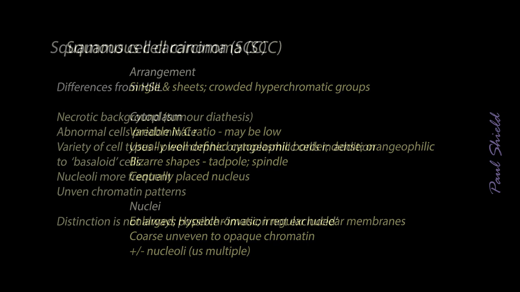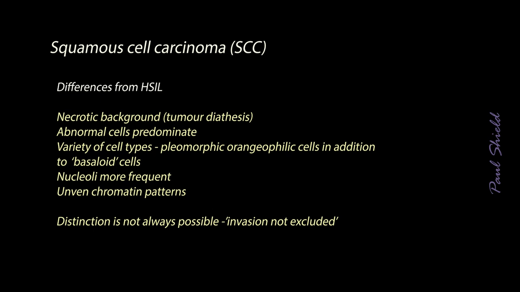So, in summary, differentiating this from non-invasive lesions relies really on recognition of necrotic background, that's a tumour diathesis, on the predominance of abnormal cells and the sheer number of them, a variety of cell types, so not just poorly differentiated cells like in high cell, but also those orangiophilic caudate cells. Often the nuclei are different too, so uneven chromatin patterns and nucleoli are much more frequent. They are seen in high cell nucleoli, but not nearly as frequently.